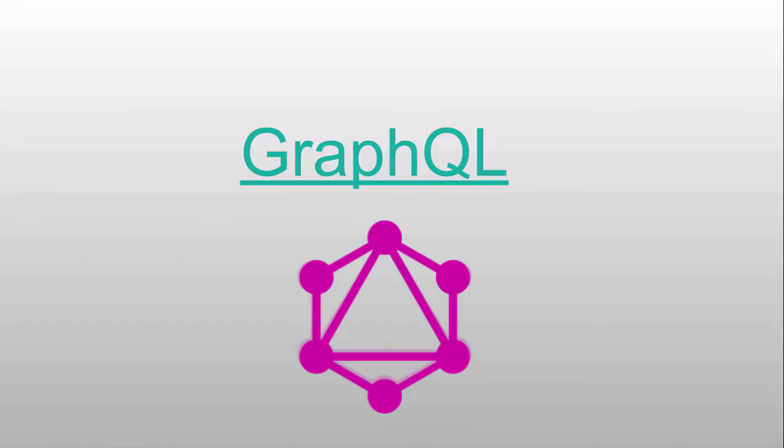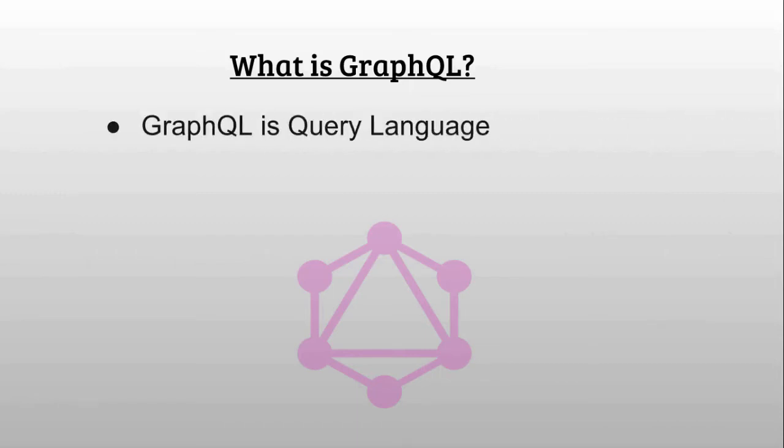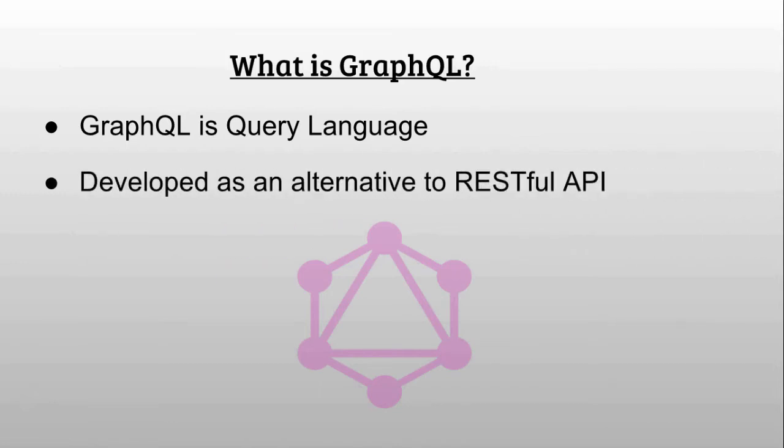Welcome to the session for GraphQL. Now the question is, what is GraphQL? So GraphQL at a very basic level is a query language and it is developed by a very well-known social networking site, Facebook. It was developed as an alternative to RESTful endpoints. Now we'll come on to what is REST and what is API later on in the next session.